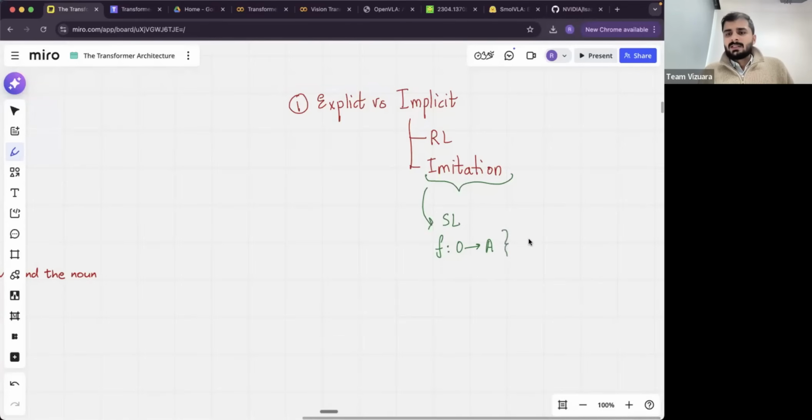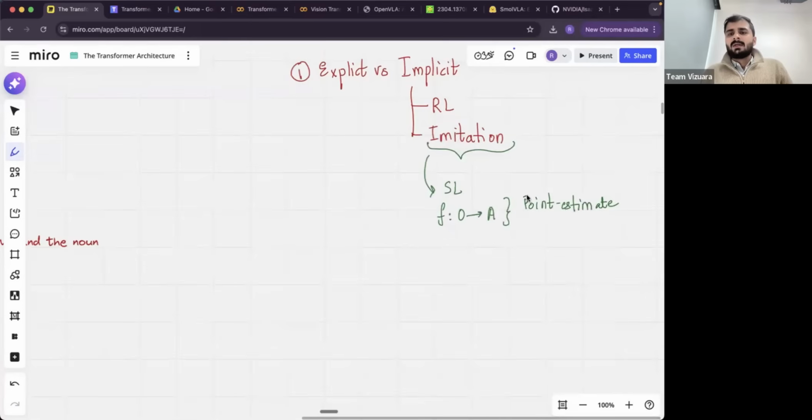Now, this is a point estimate policy. Why is it called point estimate? Because one point maps to one point. One observation maps to one action. So it's called a point estimate policy.